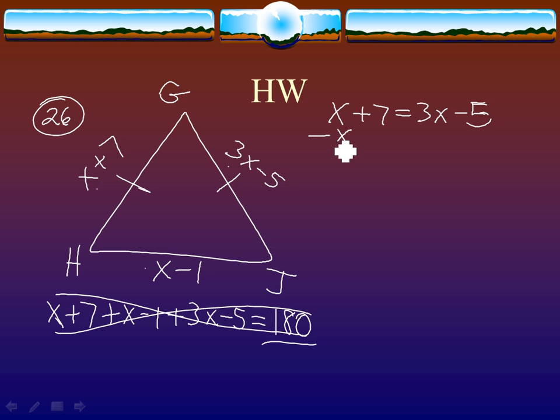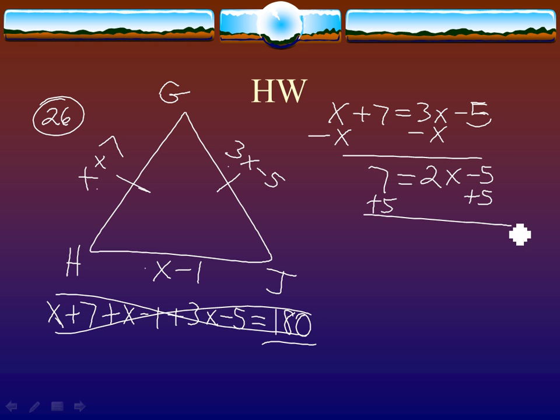Here we solve this. Add 5 to both sides. What's x equal? That's part of our answer. What else did they ask us to find? Each side of the triangle. The sides. How am I going to do that? Just plug in 6.